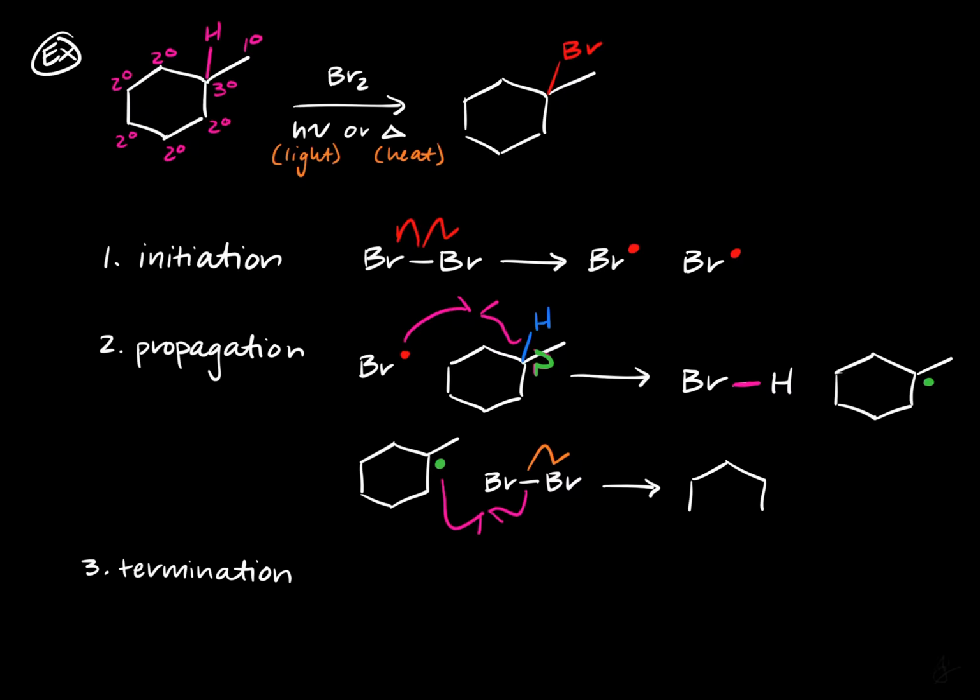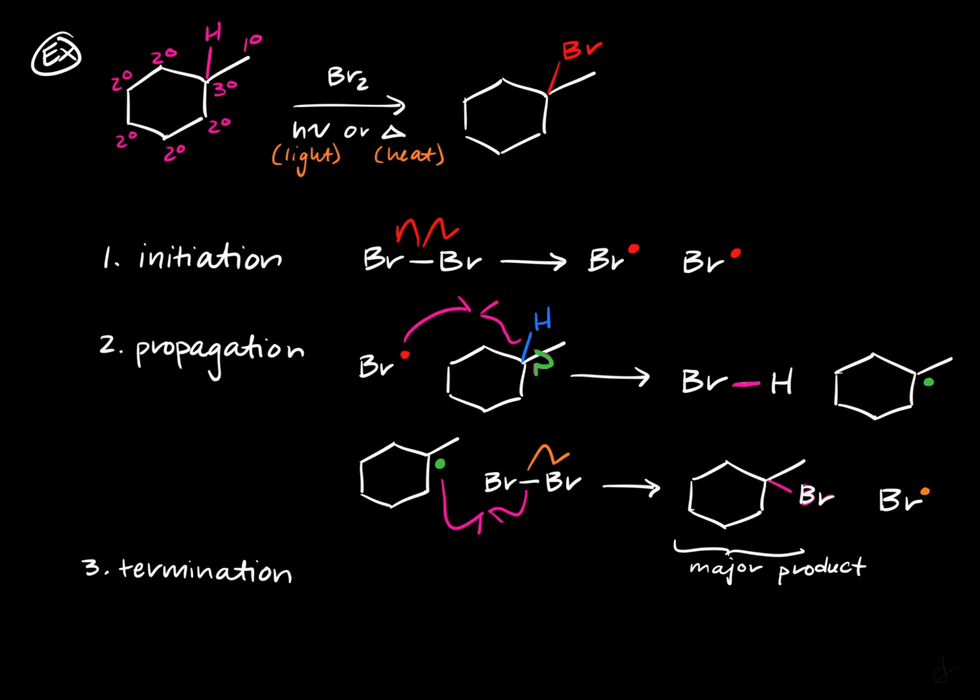And what does this give us? Well, this gives us a bond to bromine, and it also gives us bromine with a radical on it. Finally, we have, well, I guess I should say this. Here is our major product. So we've shown the propagation step that leads to our major product.